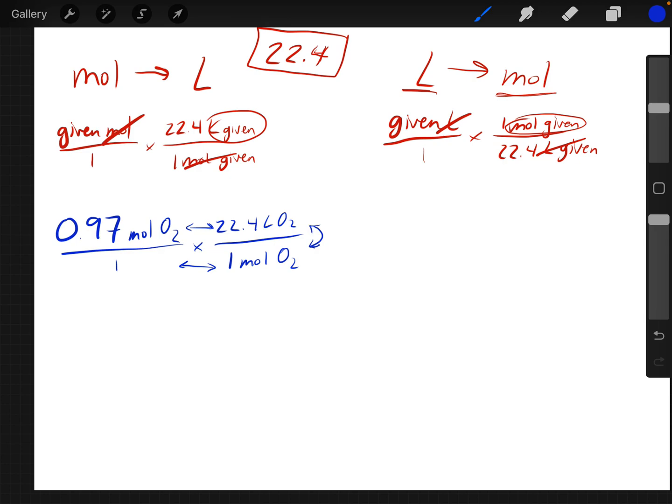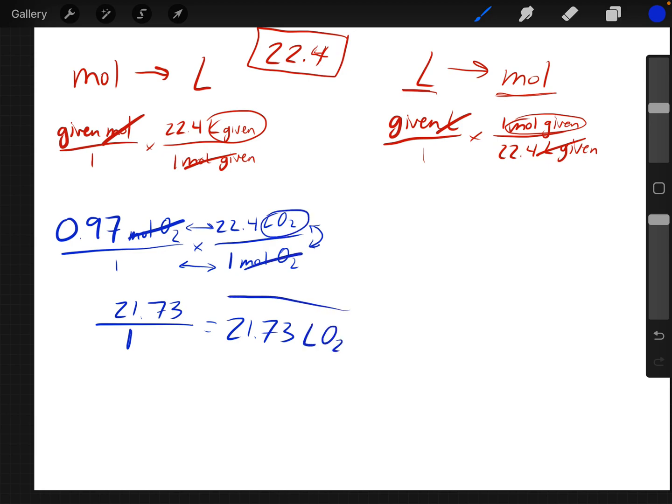I don't have a calculator shown there, so I'll just tell you what I'm typing right now. For that top part, I'm going to say 0.97 times 22.4 equals 21.73, divided by 1 times 1, which is really just 1. And that leaves me with 21.73. My units, the moles cancel out, and I end up with liters of oxygen.